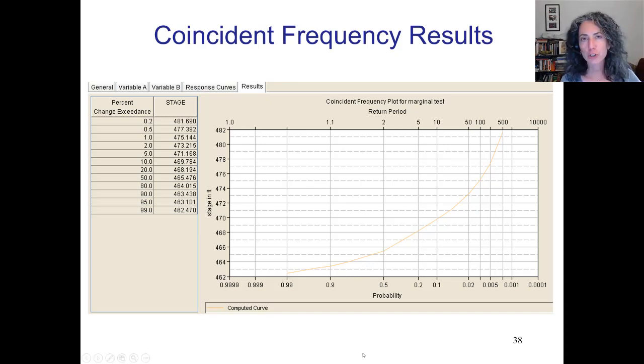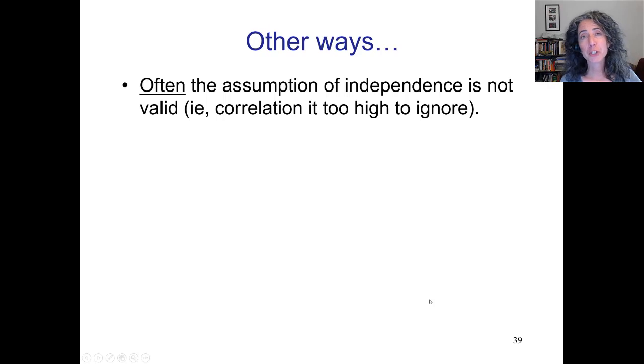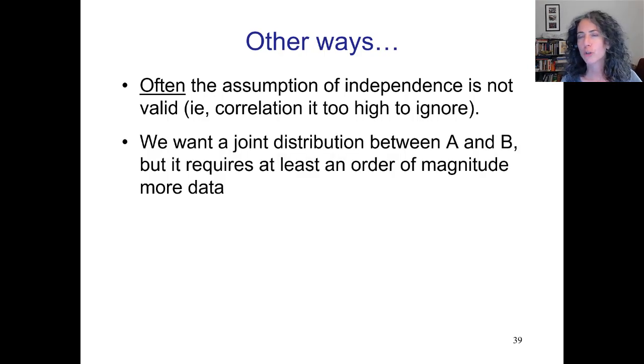Now, it's not shown on this slide, but there's also a button where you can plot your conditional probability distributions for C given B, and then see the computed marginal distribution of C on top of it. As I mentioned, often the assumption of independence really isn't valid, meaning the correlation is a bit too high to ignore. So we want a joint distribution between A and B from which we can compute the conditional distribution of A given B. But as I mentioned, it requires at least an order of magnitude more data, and it's very difficult to develop this joint distribution, right?